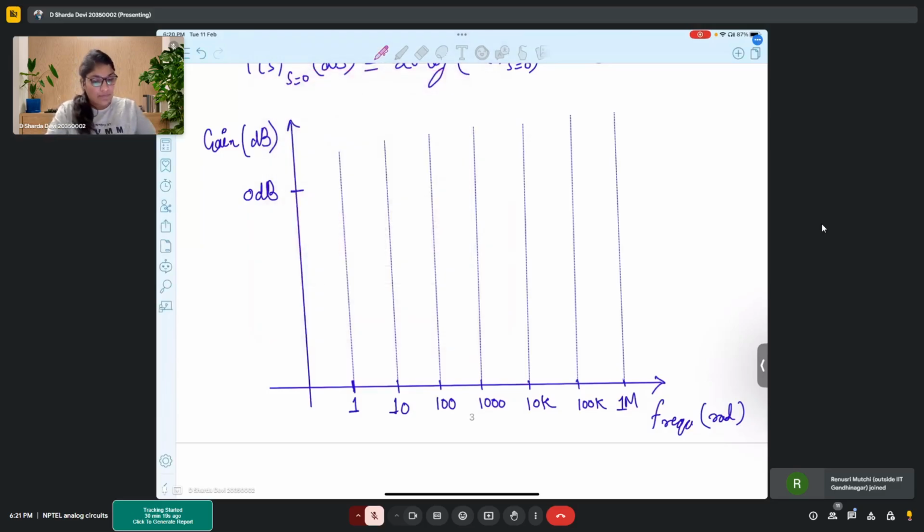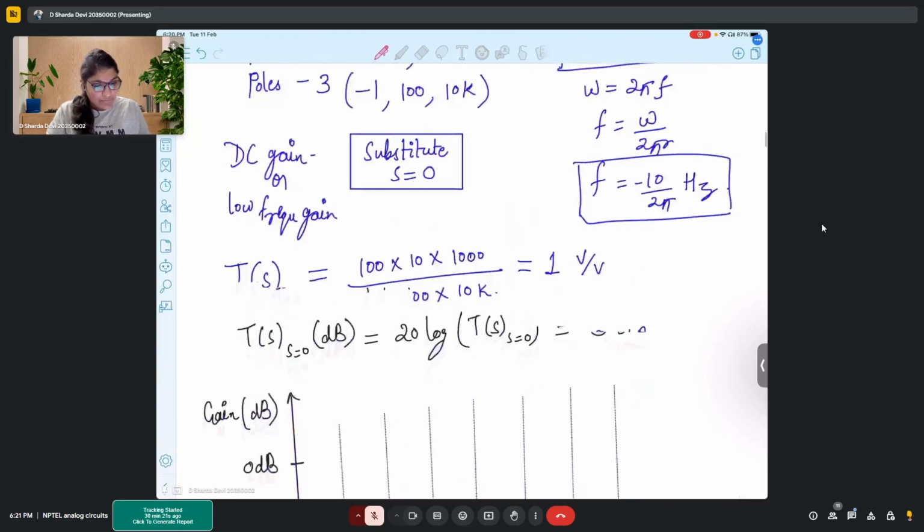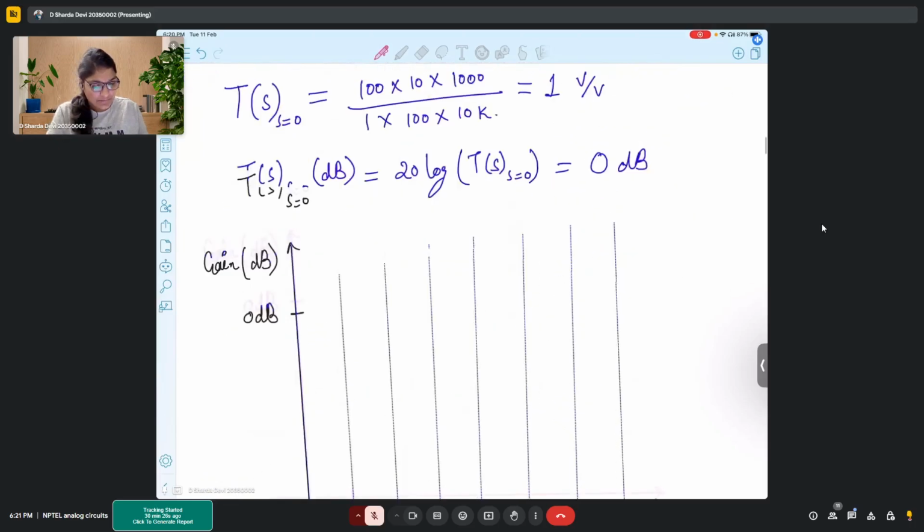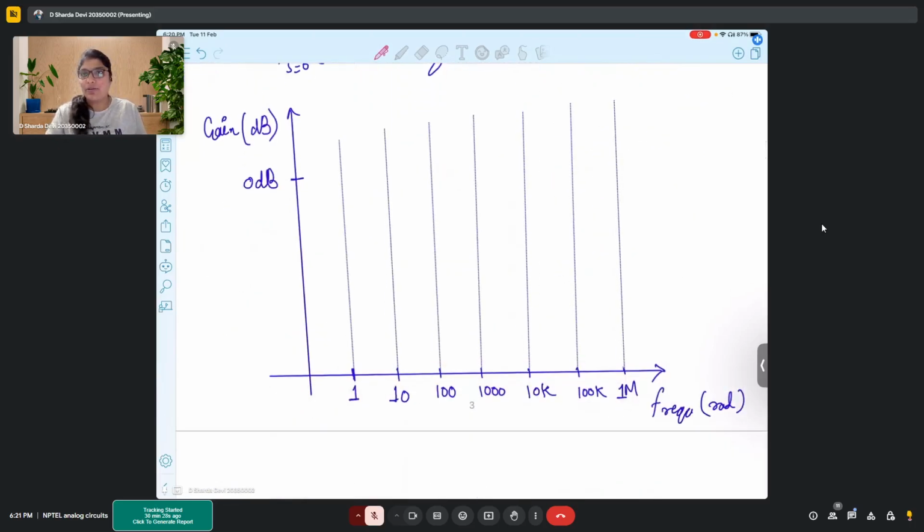Okay. So here we have two zeros at minus 10 and 1000. So these frequencies are all in negative. So basically, in Bode plot, we don't consider the sign of the frequencies. Whatever frequency you get, you generally plot them. And most of the times, we want to have negative poles and negative zeros due to stability perspective. So yeah, that is the idea.